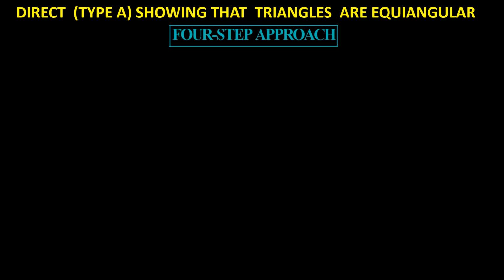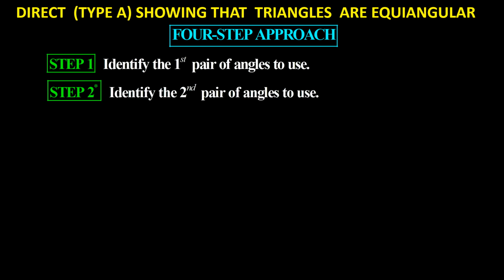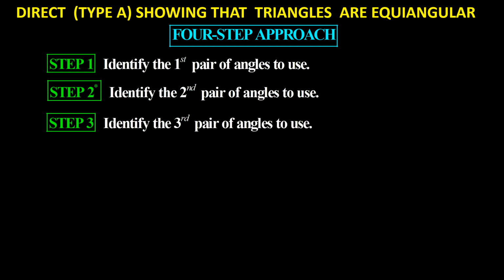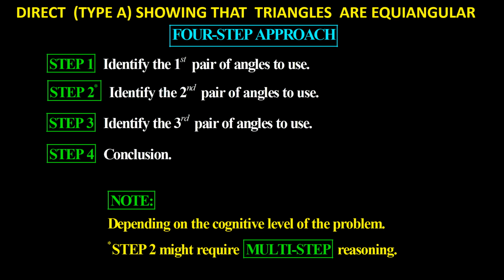Let's look at another direct type of application here. In this case, we're going to prove similarity making use of equiangular. This basically requires 4 steps, and I'm going to show you what we mean by the 4 steps. First of all, we need to identify the first pair of angles. Secondly, we need to identify the second pair of angles that are equal. And then thirdly, we can identify the third pair of angles that are equal. And then we can make our conclusion by writing the triangles in the correct order.